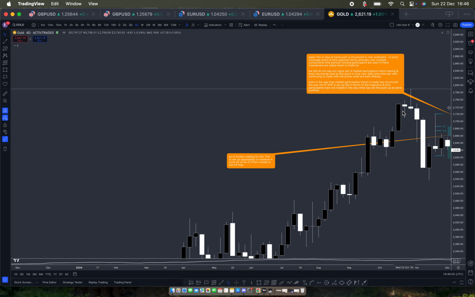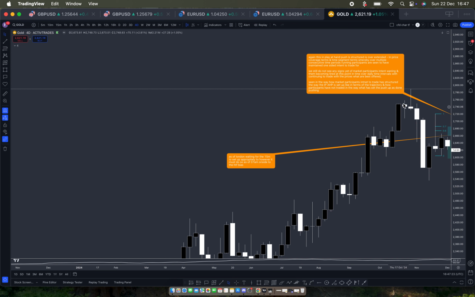As I said, it's a bit iffy, and it's sat right at the highs. The number of time periods participants traded up in this fashion consecutively, compared to the previous push, is what led the push to be overextended. Like here, it was a few time periods before participants started to lose interest in continuing to trade in that fashion.